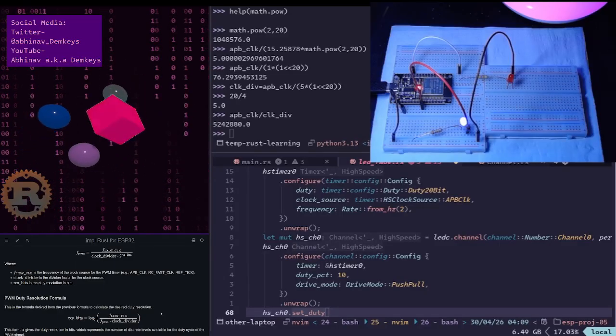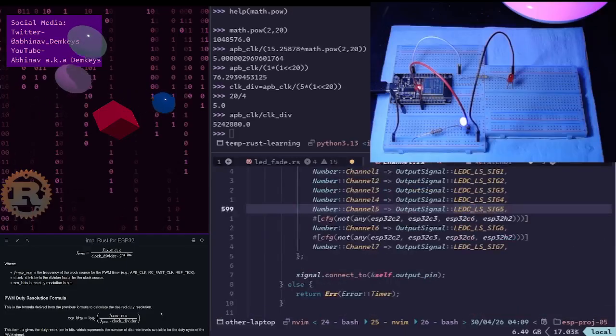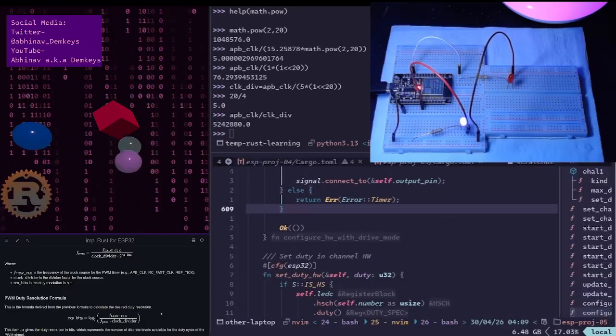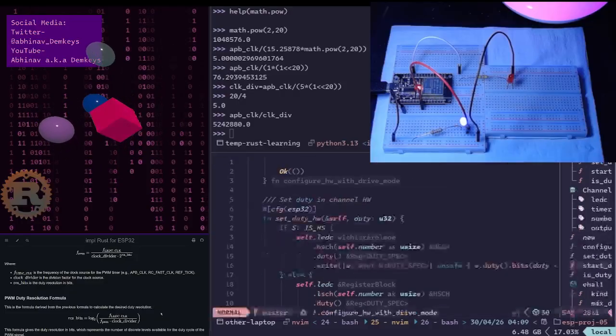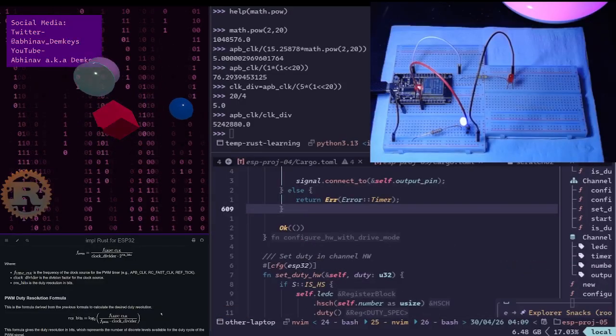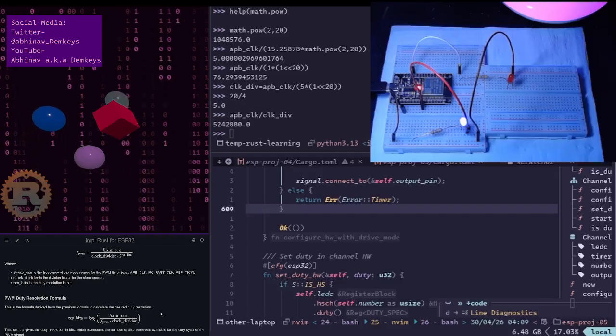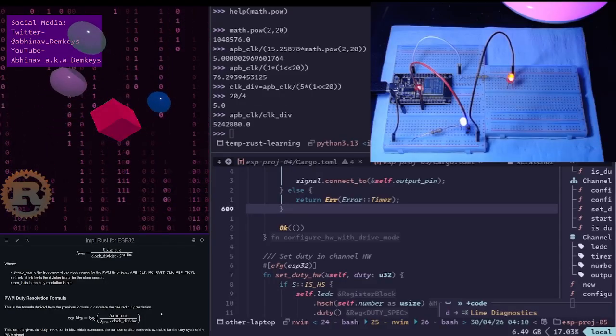Because if I remember, where is it? Dude, I love having this plugin. This is the Aerial plugin. Because of this, I have symbols.